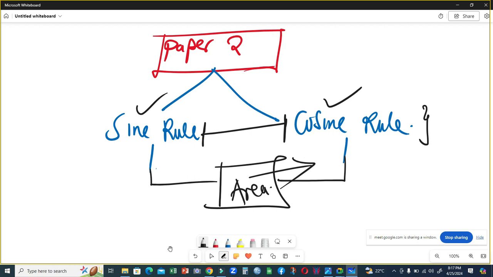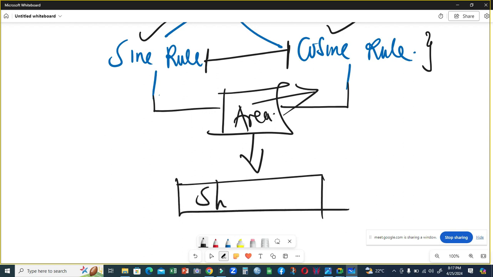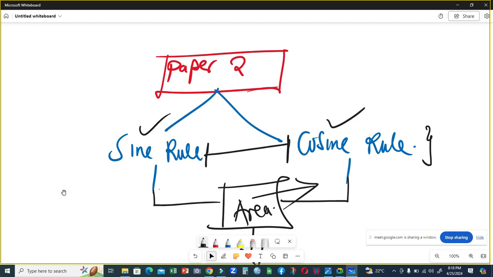The last question is always the shortest distance. Shortest distance. This is the last question. So we need to appreciate this. This is the stage on how they bring the questions.